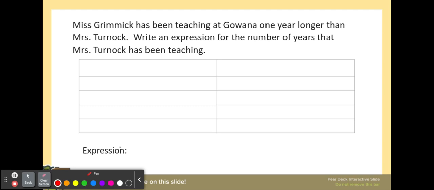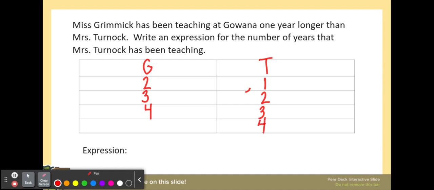This is not new. We've done a couple lessons on tables. I'm going to put a G for Miss Grimmick and a T for Miss Turnock because those are the two that we're comparing. If Miss Turnock has been there for 1 year, Miss Grimmick has been there for 2 years. If Mrs. Turnock has been teaching for 2 years, Miss Grimmick has been teaching for 3. Then I can continue on my table.